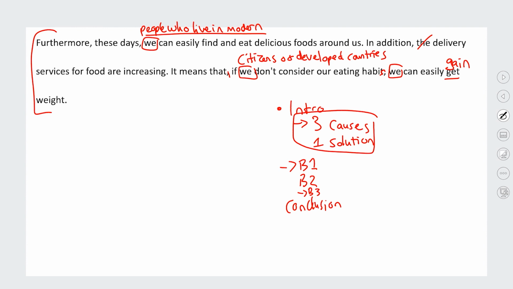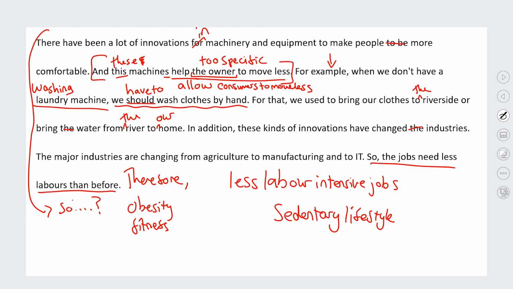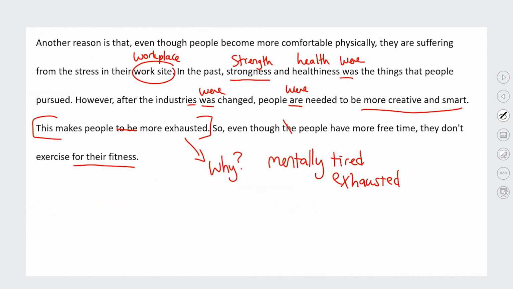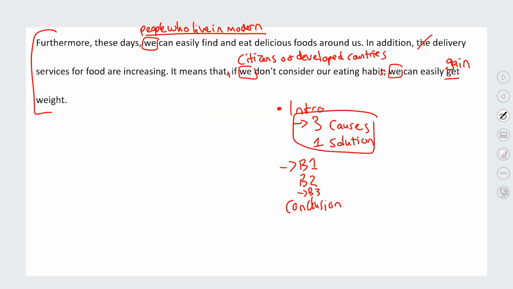The other thing that I have an issue with in terms of task achievement is these are all sort of three random and unconnected ideas. It doesn't feel structured to me. So we've gone from industry and technology to, again, people's workplaces, and then we've gone to delivery apps and food. So it feels like three very separate ideas that haven't been linked together.